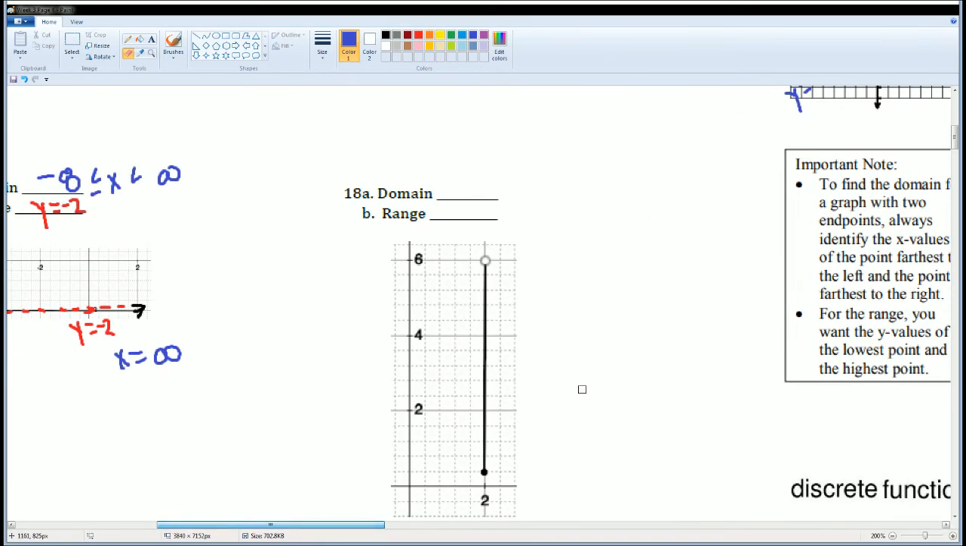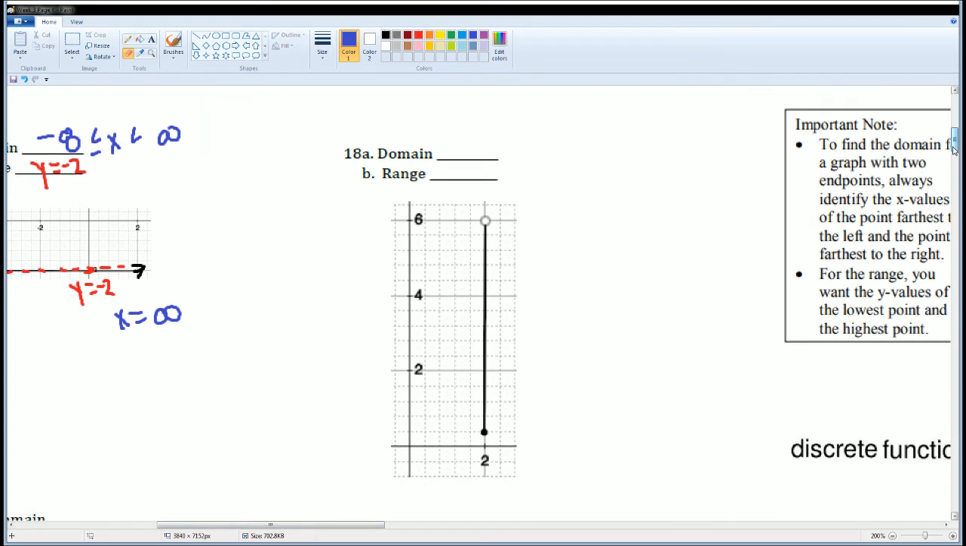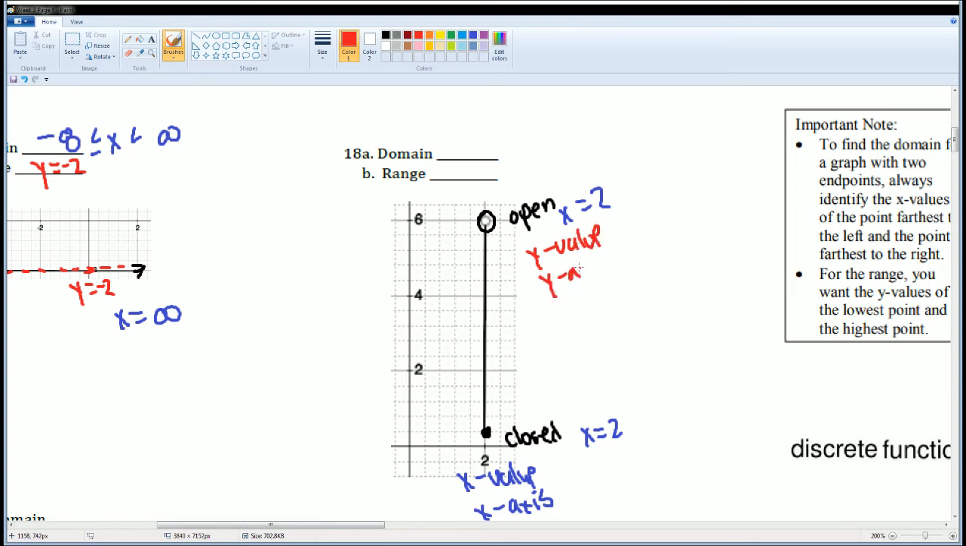All right. 18. Oh my gosh, again. So I want you to understand something here. Let me do the dots here. Do you see the dot? This is closed. This is open. The x value here is going to be 2. Your x value here is also going to be 2 because, again, your x values are your x-axis. Red are your y value, also your y-axis. Okay.